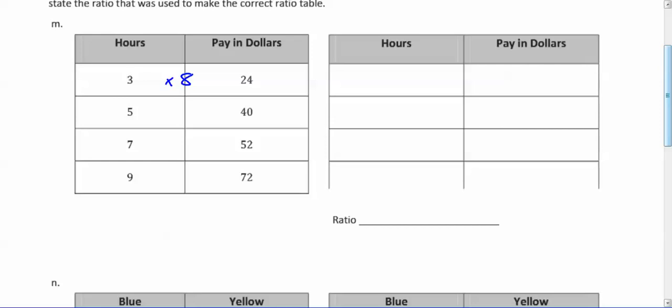Now, if you work 5 hours, multiply that by 8, you're going to get $40. 7 times 8, what are you going to get? $8. 56. Thank you, Abby. So $56. They wanted to say 52, so we need to be checking on that, right? So they paid us incorrectly that week. So 9 times 8, that is 72. And this is based off of the ratio of 1 hour to $8.